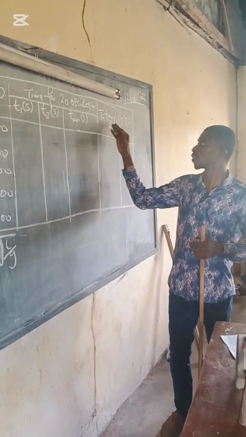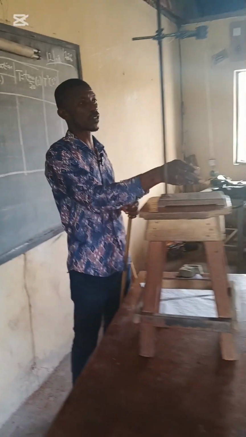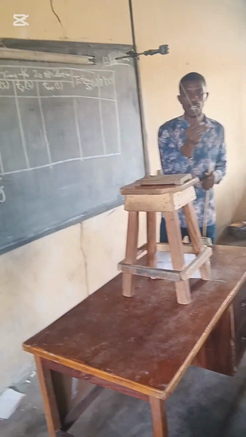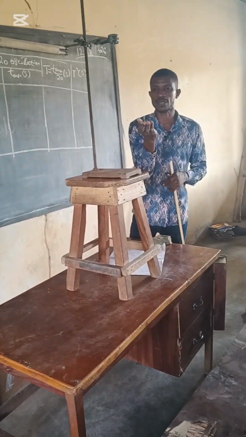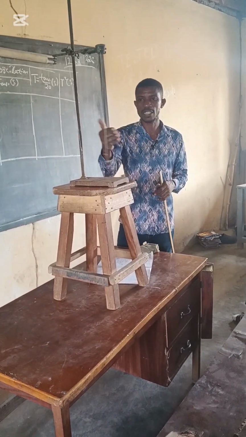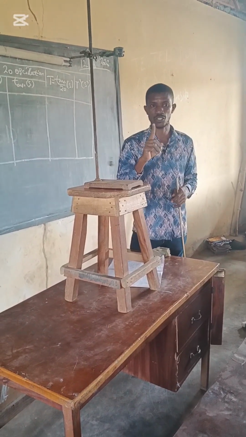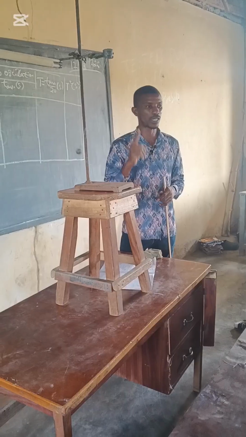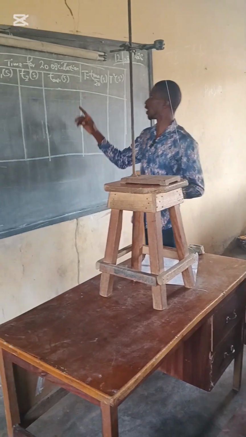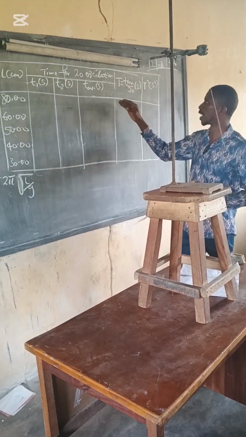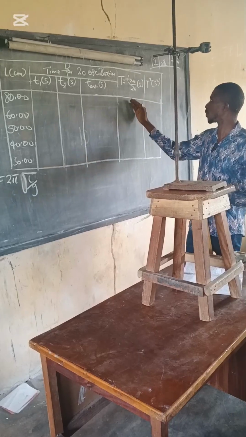Then the period depends on the number of oscillations. The body will oscillate 20 times. When you displace the body, it oscillates. When it goes like this and moves like this, it has covered one oscillation. So we count 20 oscillations, then we record the time. T average divided by 20 will give us the period.